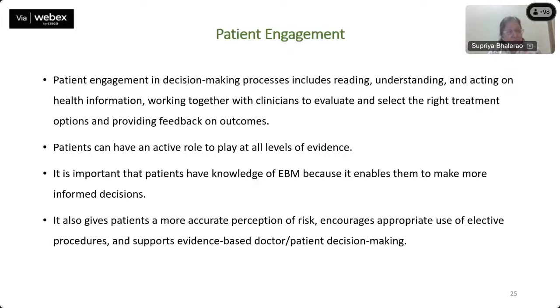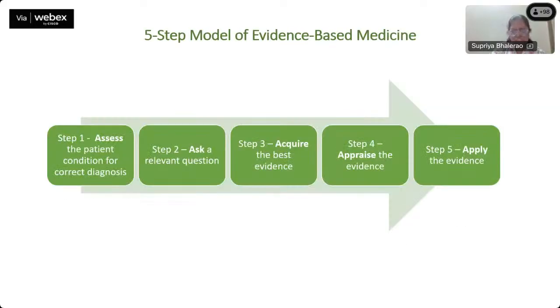Patients can have an active role to play at all levels of evidence. And it is important that patients have knowledge of EBM, that we are implementing EBM, because it enables them to make more informed decisions. It also gives patients a more accurate perception of risk, because you are going to tell the patient that there are two treatments. If you go by this treatment, this will be the advantage. If you go by that treatment, this will be the drawback. So now I feel that this is the better treatment for you, but if you have anything to say, please tell me. So you will involve the patient in the process of decision making.